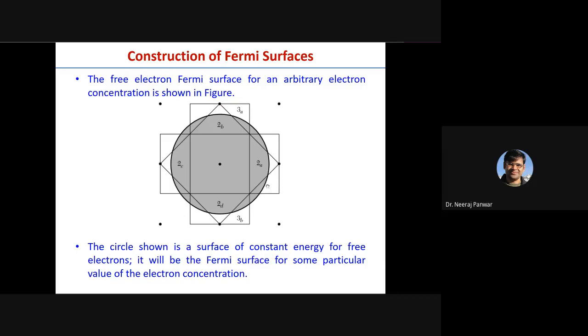This circle represents the Fermi surface. Actually it will not be a surface, rather it will be a curve in two dimensions. In three dimensions, it would be a surface. And depending upon the concentration of the electrons in the metal, the radius of the Fermi surface would be determined. So in this example, you can see that Fermi sphere extends up to third Brillouin zone. The Fermi circle, this circle extends up to the third Brillouin zone.